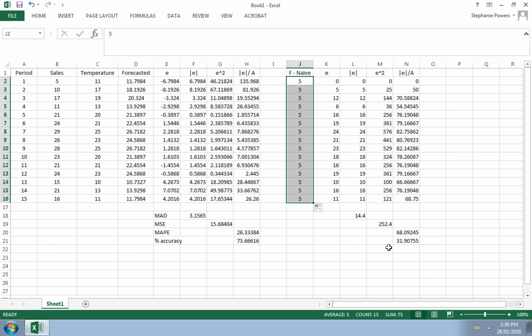So MAD, MSE, or MAPE can be used to measure the accuracy of your forecast. The benefit of the MAPE is that it doesn't have to be compared to other forecasting methods. If you take 100 minus MAPE, it'll tell you percent accuracy.